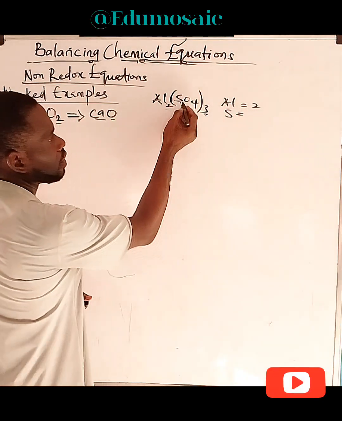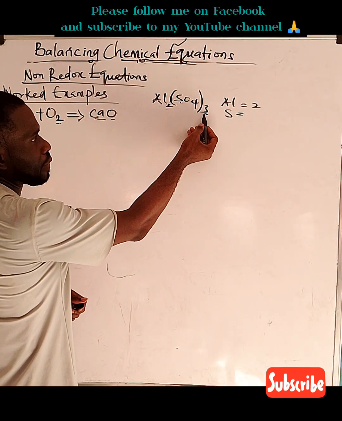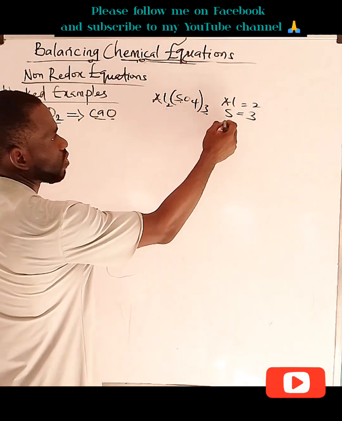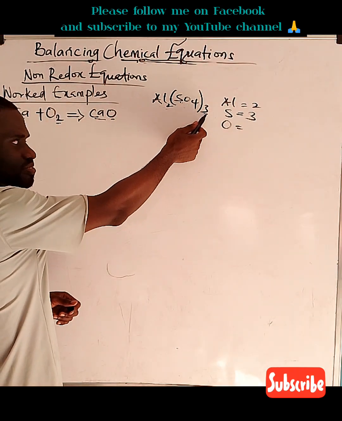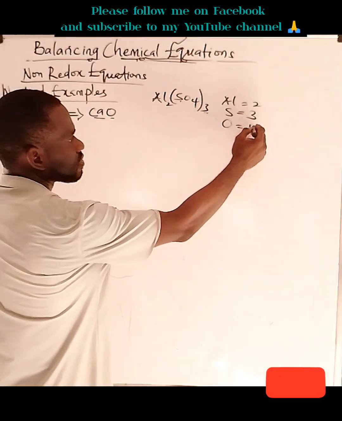Sulfur, we have 1 atom of sulfur here. You're going to multiply that with the 3 outside the bracket. So we have 1 times 3, which is 3. Then oxygen, we have 4 atoms of oxygen. We're going to multiply that with this 3. So this subscript out here affects everything in the bracket. So oxygen is 12.